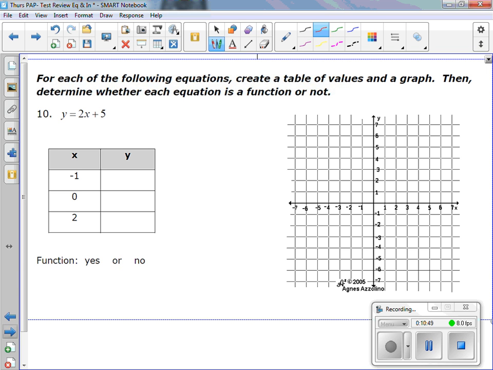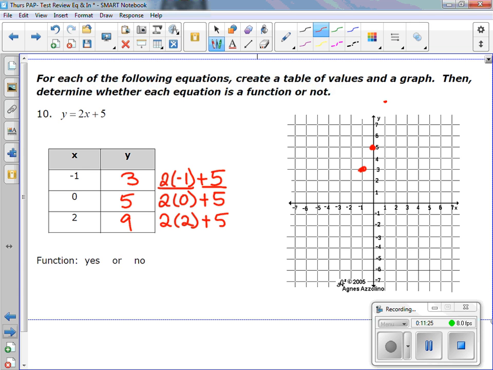So I'm going to actually do it by hand, and I'm going to plug in -1 for x and 5. So this is -2 plus 5 is going to be 3. 2 times 0 is 0, plus 5 is 5. 2 times 2 is 4, plus 5 is 9. So now I have 3 points that I can actually graph: -1, positive 3, 0, 5, 2, 9, which this one goes off my graph a little bit.